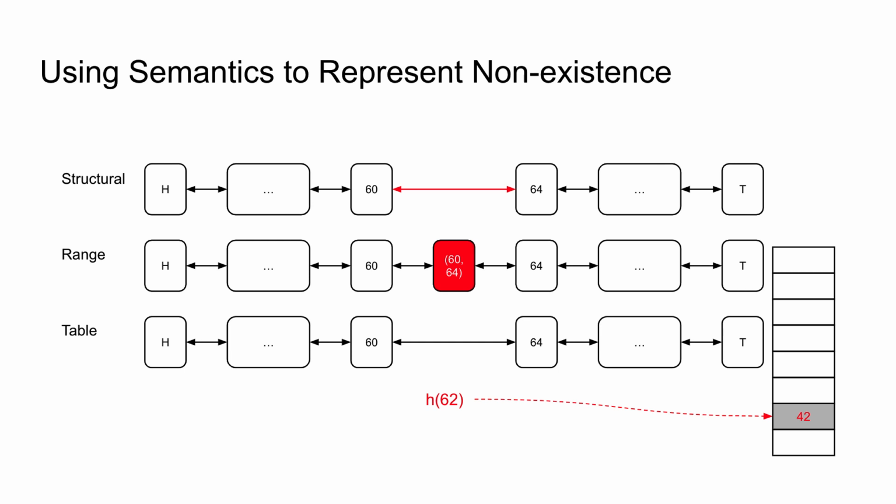A low-level transactional memory transaction observed that 60 points to 64 and that the table entry corresponding to 62 had a value of 42. If an insert of 62 is guaranteed to also increment 42 to 43, then for as long as the value remains at 42, we know that 62 hasn't been added.